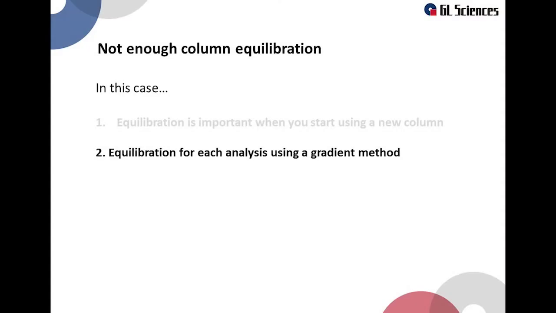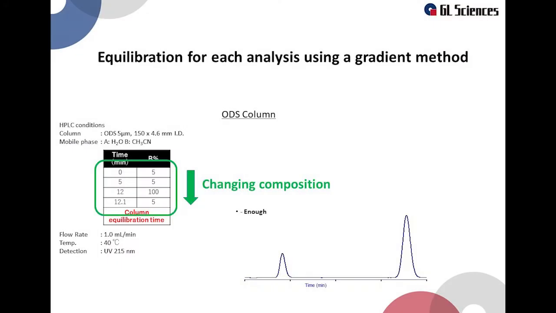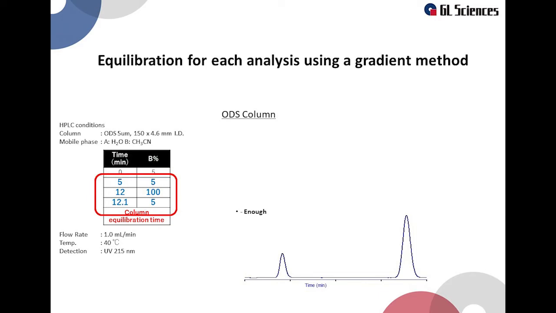The second case is equilibration for applications that use a gradient method. In case of a gradient method, the composition of the mobile phase changes during the analysis. It is required to finish with the initial mobile phase condition after eluting compounds. In this example, gradient analysis is running between 5 and 12 minutes, then equilibration is starting with the initial composition from 12.1 minutes. The equilibration time is the time to run with the initial composition, after 12.1 minutes in this case.